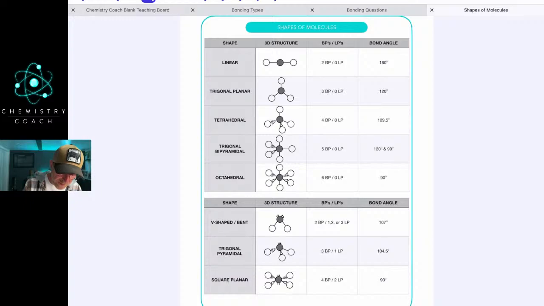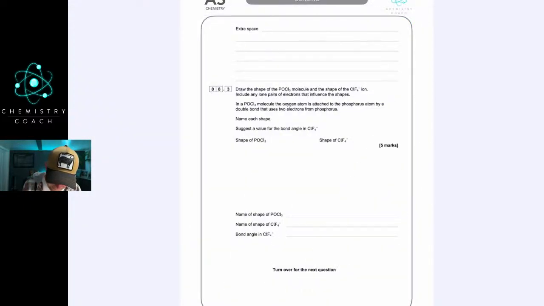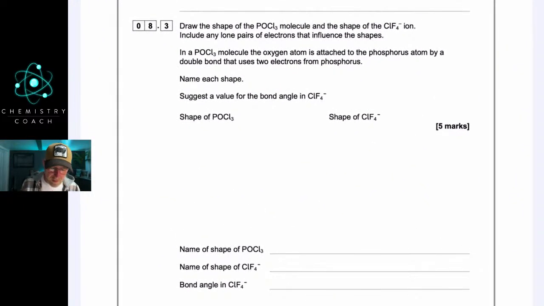Now, in questions like this one, 8.3, and again, it's AQA, but it doesn't matter. I just pulled these because they're relevant for everybody. Draw the shape of a POCl3 molecule and the shape of a ClF4- ion. Include any lone pairs of electrons that influence the shapes. In a POCl3, the oxygen atom is attached to the phosphorus by a double bond. So they're actually helping you a little bit here, and uses 2 electrons from phosphorus. Name each shape, suggest the bond angle for the ClF4-, and that's it.